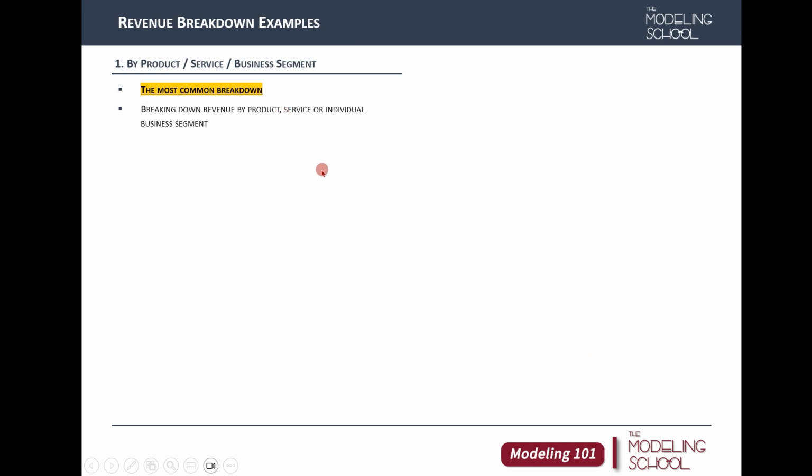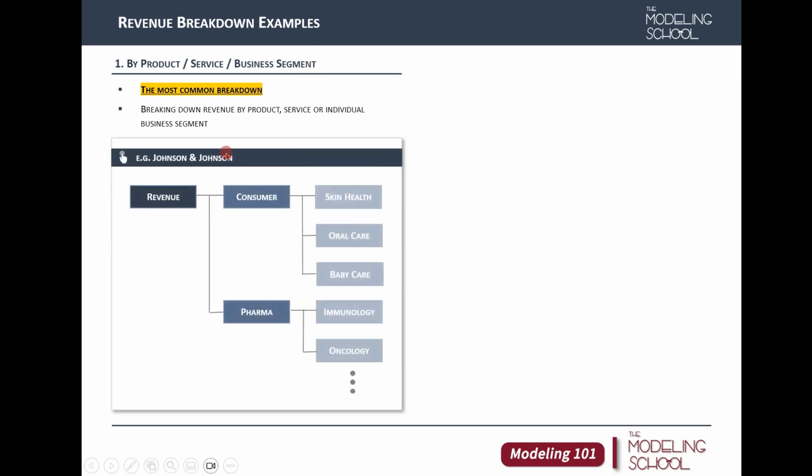These are just simple examples that we see. The most common breakdown that we see is breaking down revenue by product or by service or by business segment. For example, Johnson & Johnson is a huge conglomerate, and it does operate in very different business segments. So they've divided revenue into consumer products and pharma products, and this is actually how they've expressed it in their annual reports. And their consumer products again into skin health, oral care, baby care. Their pharma products into their types of drugs.